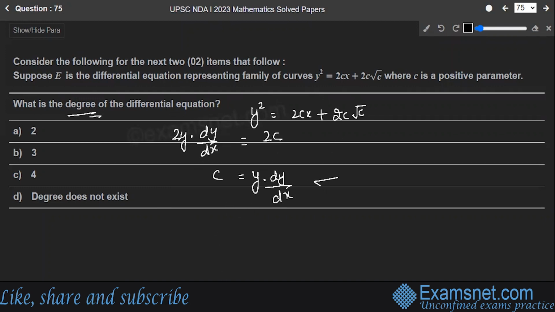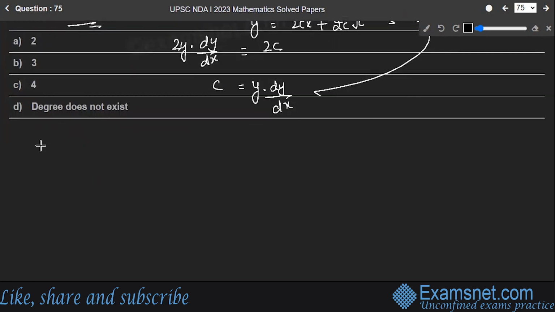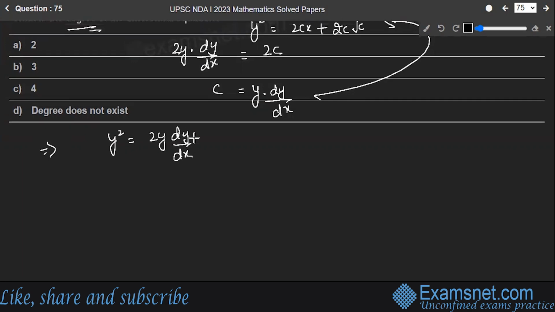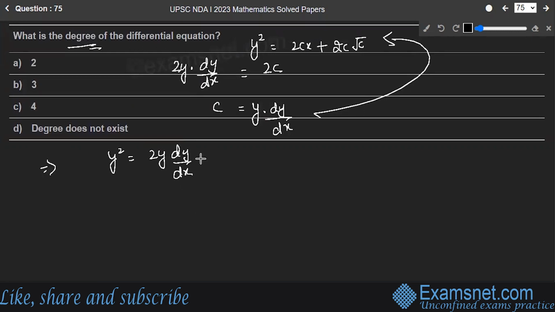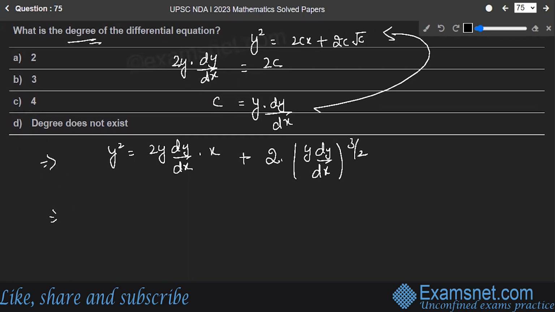Now let's put this in equation 1. So this will be y square is equal to 2y dy by dx into x plus 2 into y dy by dx whole raised to power 3 by 2. Now I want to make it simpler, to remove the 3 by 2. For that, what will I do? y square minus 2y dy by dx x is equal to 2y dy by dx raised to power 3 by 2.